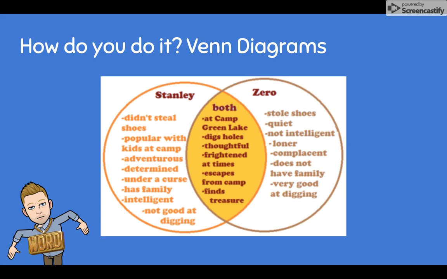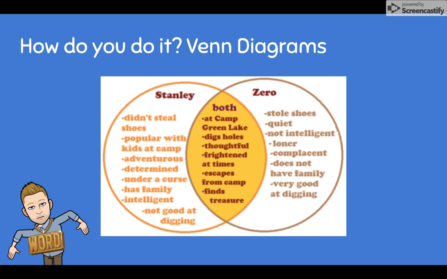We have contrasted them. Now we need to compare them. And we've done that in the overlapping section in the middle. So what do they have in common? They're both at Camp Green Lake. They both dig holes as punishment. They're both thoughtful. They're both frightened at times. And they escape from the camp. They also both find treasure. Now, I hope I haven't spoiled the book for you if you haven't read it.